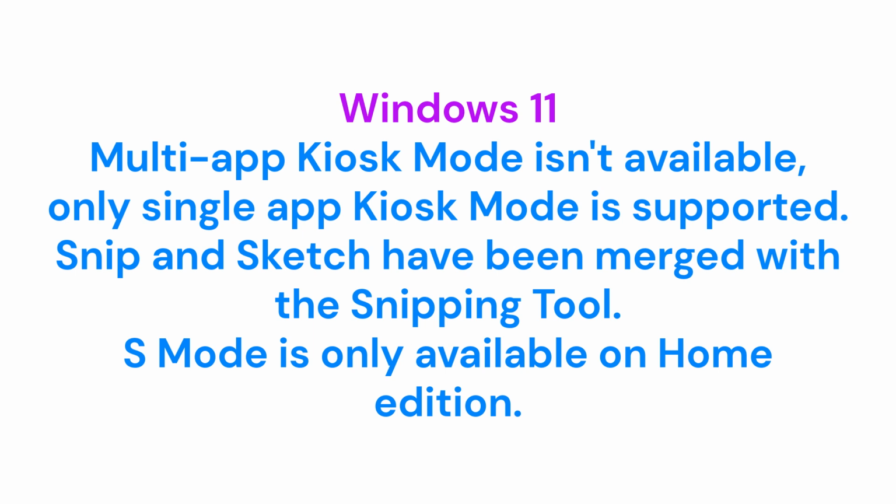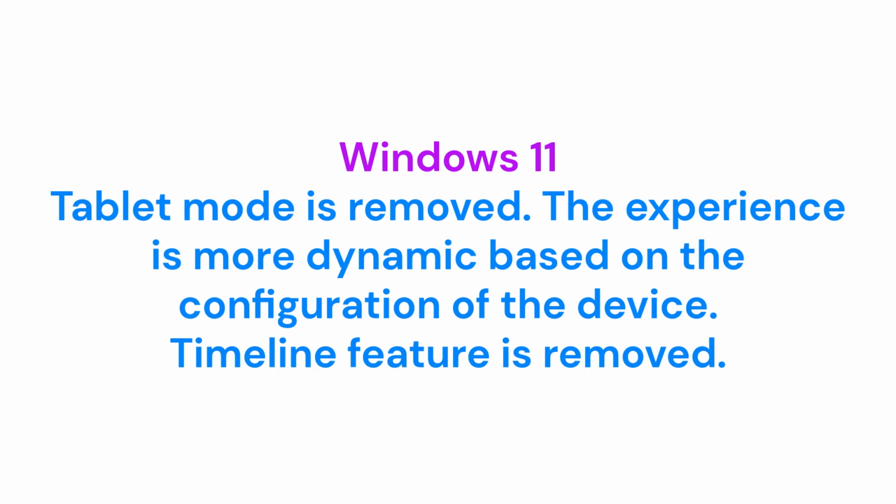S mode is only available on Home Edition. Tablet mode is removed. The experience is more dynamic based on the configuration of the device. Timeline feature is removed.